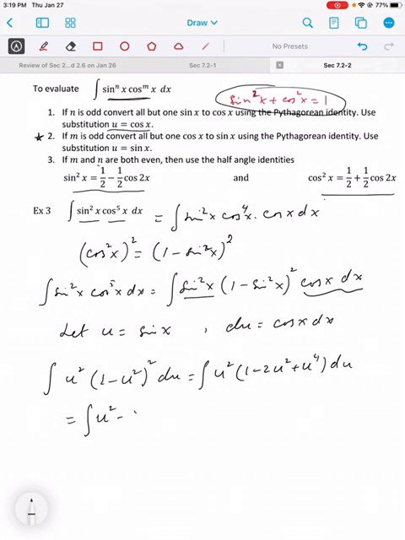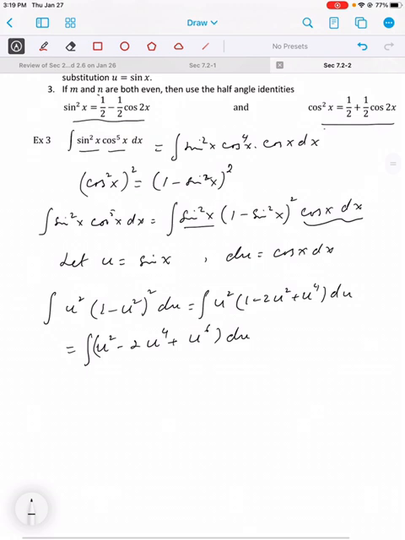Simple algebra can be applied and then we integrate. Distribute. This is just algebra here. And now we find the antiderivative, which is 1 over 3 u cubed minus 2 over 5 times u to the 5th, plus 1 over 7 u to the 7th, plus C.